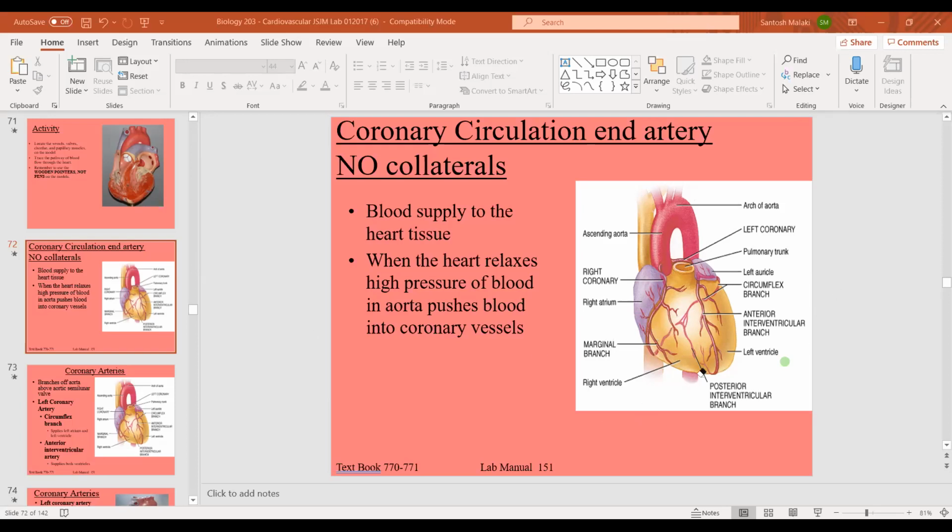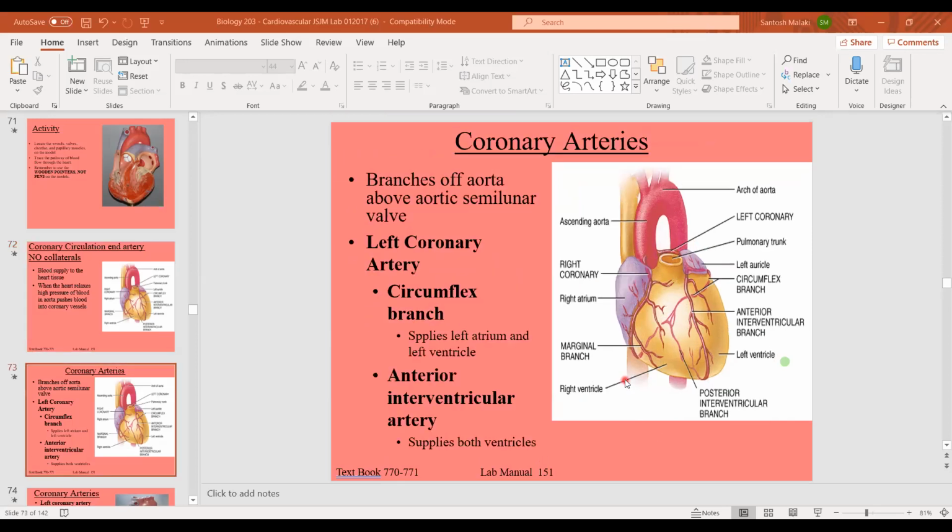So that's the importance of the coronary. So what do we have here? Right coronary gives rise to marginals and then traverses to the back of the heart to become the posterior interventricular. Left gives rise to anterior interventricular and goes to the back as the circumflex.